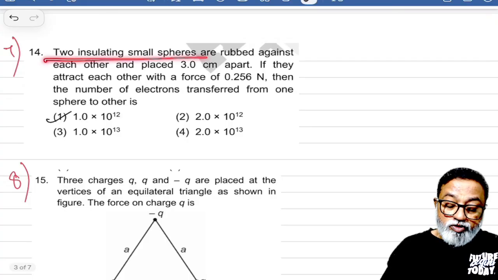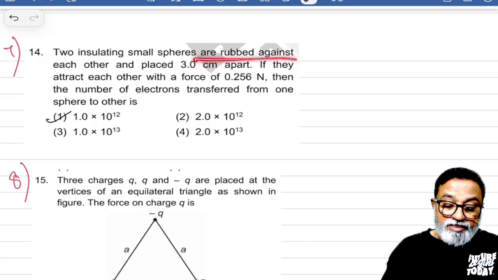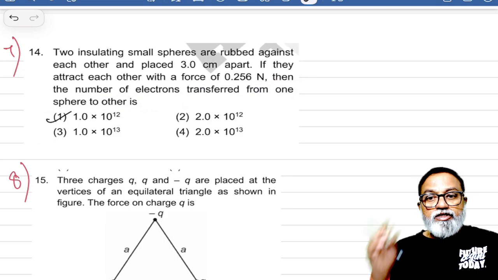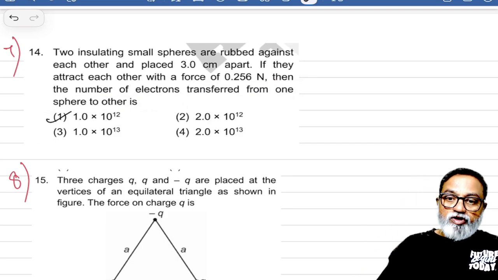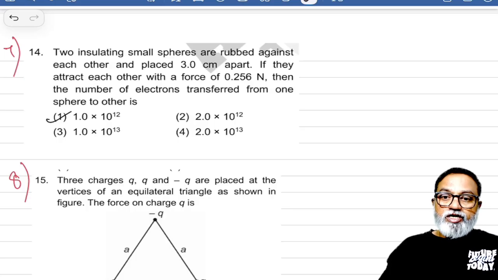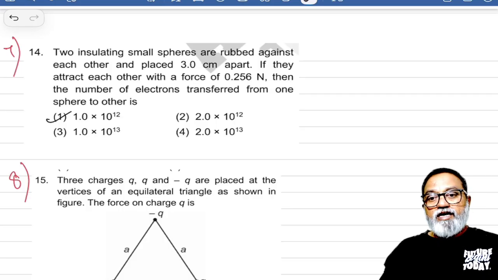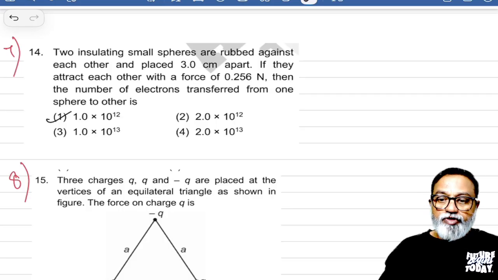Next one. Two insulating small spheres are rubbed against each other, and are placed 3 centimeter apart. If they attract each other with a force of 0.256 newtons, then find the number of electrons transferred from one sphere to another. When two spheres are rubbing each other, one body loses electrons, gains positive charge, and another body gains electrons and gets negatively charged. Here, for example, if one body loses n into e charge, in the same manner, the second body also gains n into e.